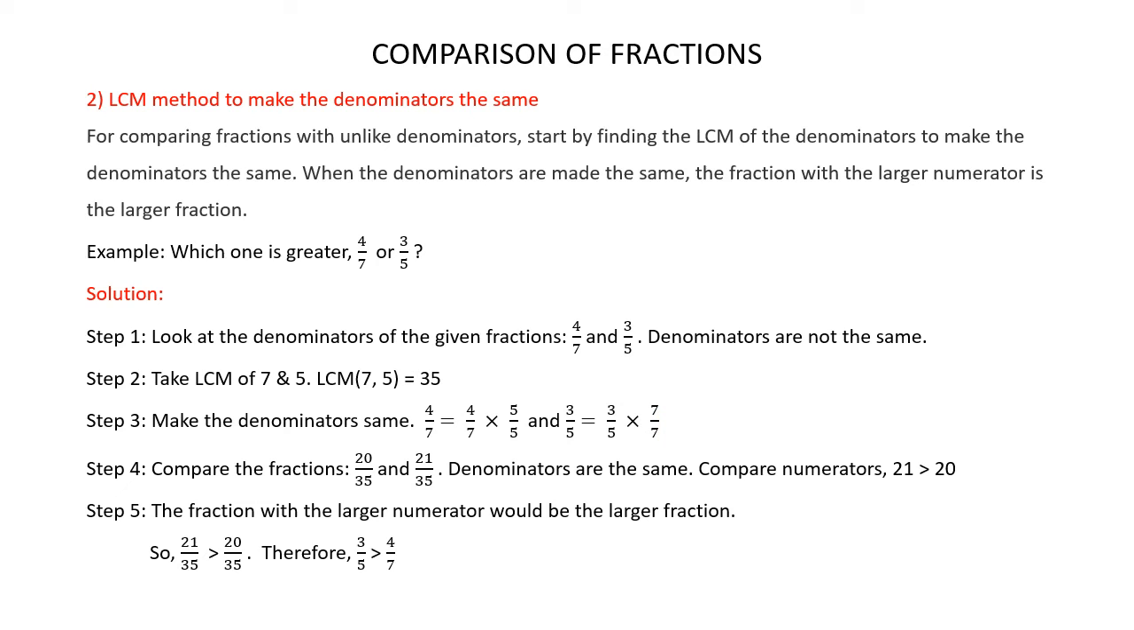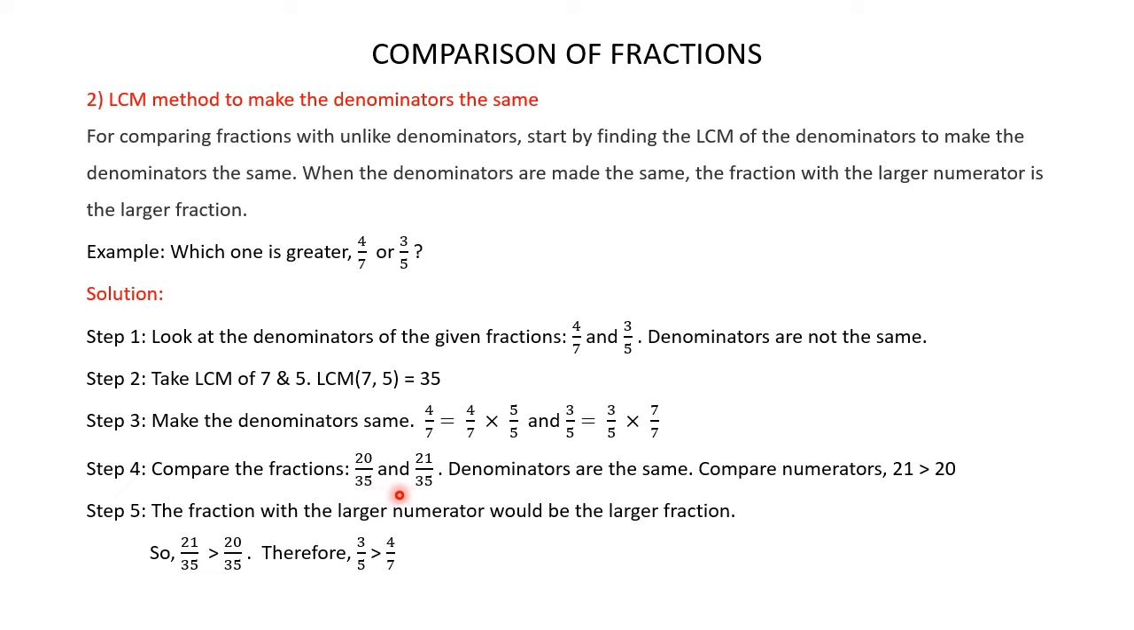Now compare the two fractions 20 by 35 and 21 by 35. You'll see that both the denominators are the same. The denominators in both the fractions are the same. So now you have to compare the numerators. Since 21 is greater than 20, the fraction with the larger numerator would be the larger fraction. So 21 by 35 is greater than 20 by 35.